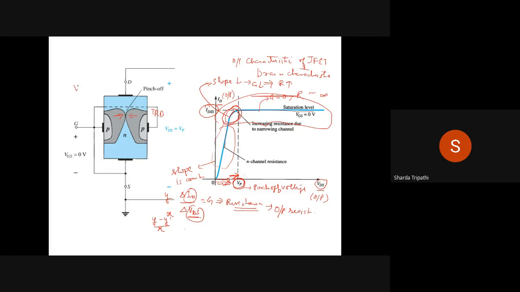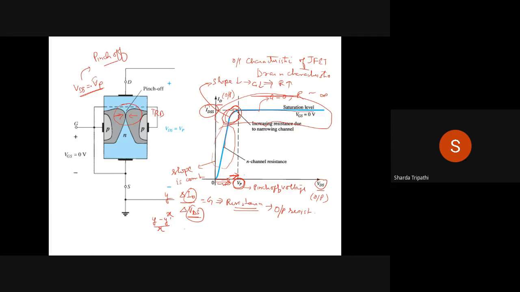And when VDS exactly becomes equal to VP, then at this time, it appears that the two depletion regions are almost touching each other. Just pay attention, I am emphasizing the word almost, because it's not that they have completely touched each other. So when VDS is equal to VP, it appears that the two depletion regions in the top portion of the channel are almost touching each other. And this condition is known as the pinch-off condition.